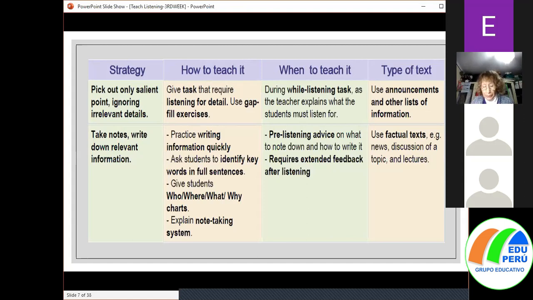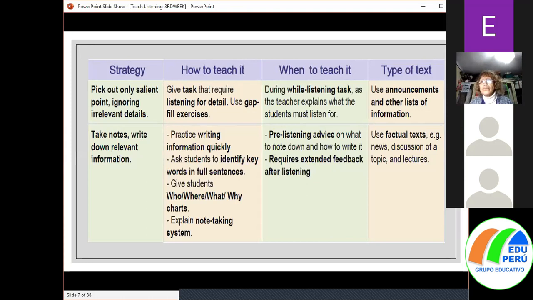So you must explain how to take notes. Try to give maybe verbs or nouns, no, or some adjectives, some keywords. That's why here says keywords, no, in full sentence. So they mustn't write full sentences because they're just taking notes. Relevant information, all right? And also you give them, in order to help them to identify relevant information, who, where, what, why, so they could get just this information and the others are irrelevant, all right?